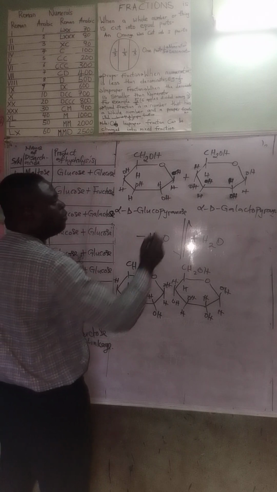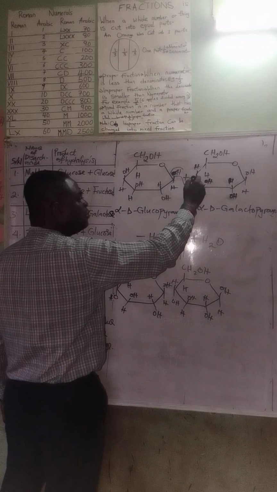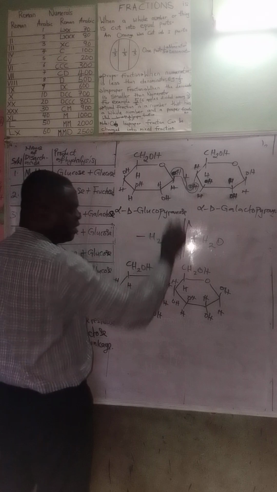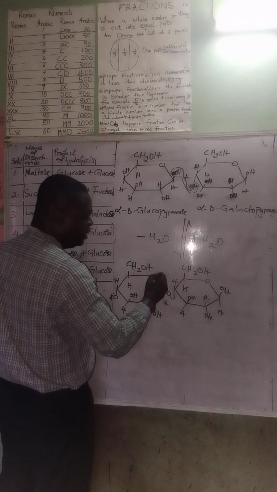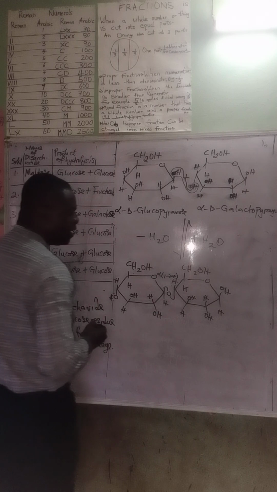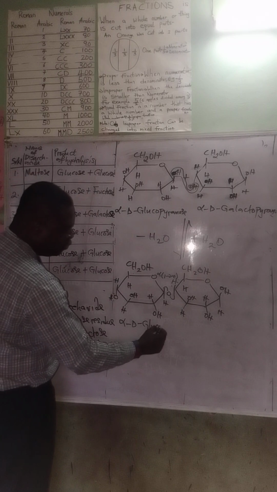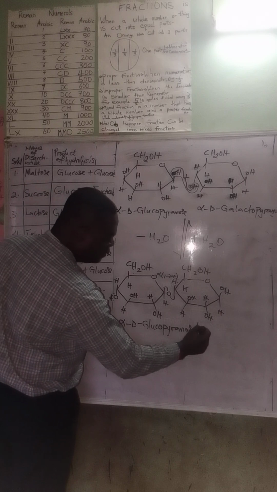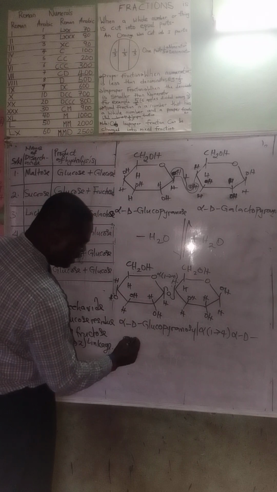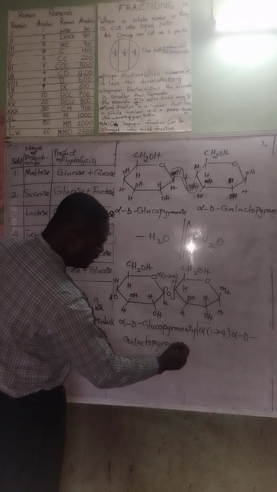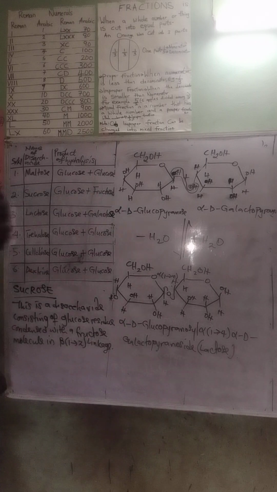So I want to condense them. What will I do? I need this OH to go and this hydrogen to go, so I will now have a central oxygen here. The linkage is alpha 1 to 4. But this is glucose, this is galactose. So what I have here is alpha D glucopyranosyl, alpha 1 to 4, alpha D galactopyranose, which is also lactose, which is gotten from milk.